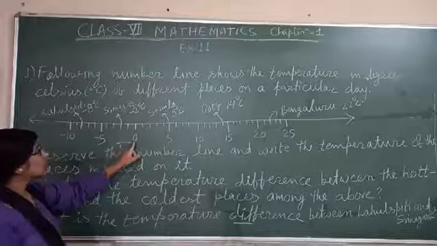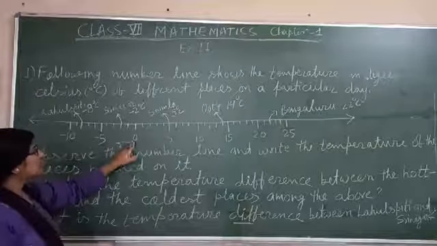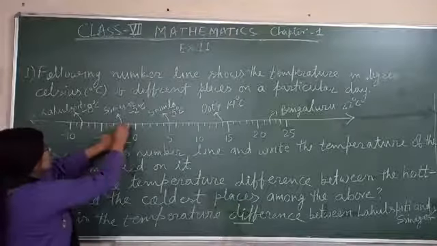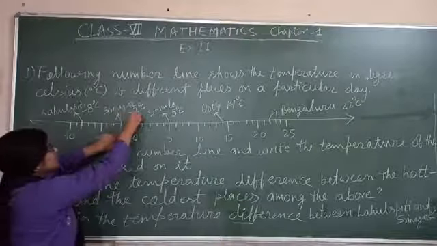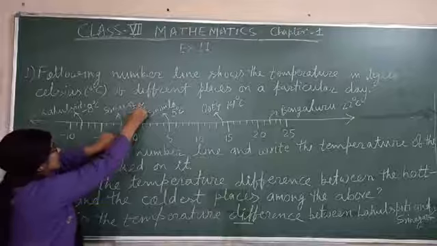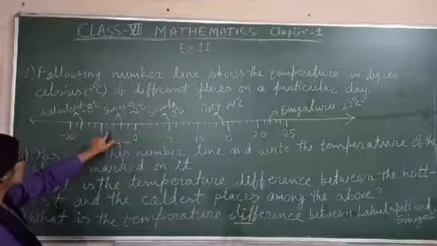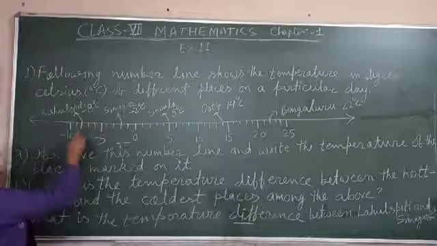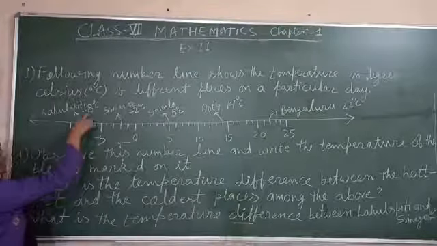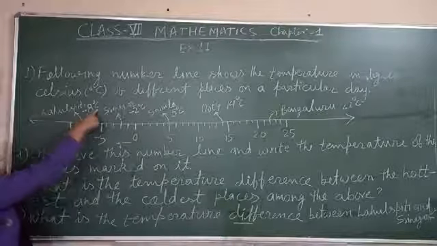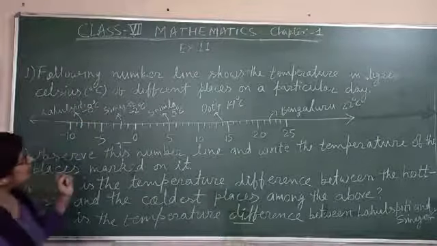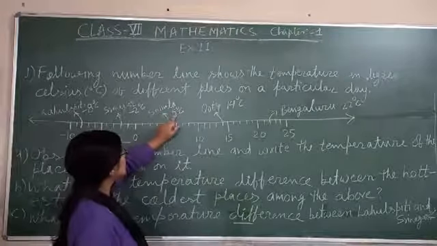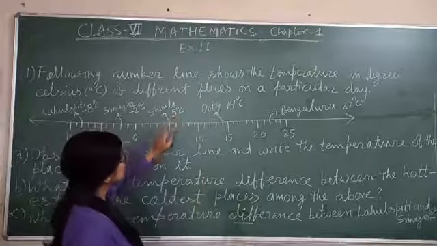When we go towards the left from 0, so 0, -1, -2. So this one indicates -2. So -2 degrees Celsius. Then -3, -4, -5, -6, -7, -8. This line represents -8. So the temperature here is -8 degrees Celsius. Now coming here. Here 5 is written. So the temperature here is 5 degrees Celsius.